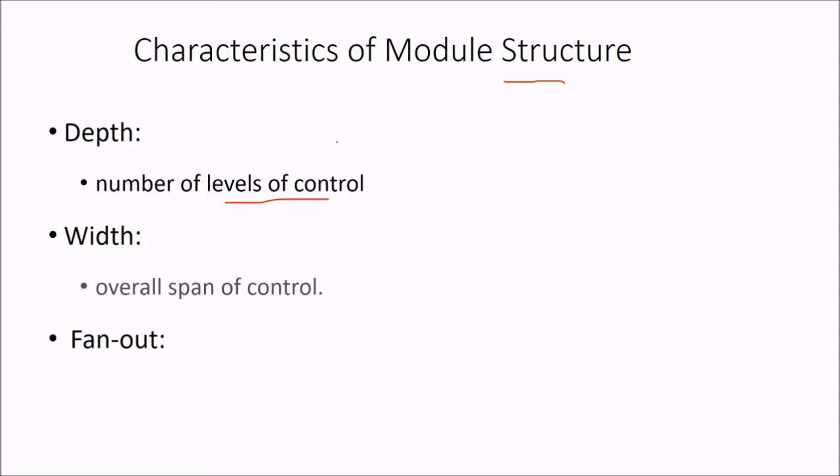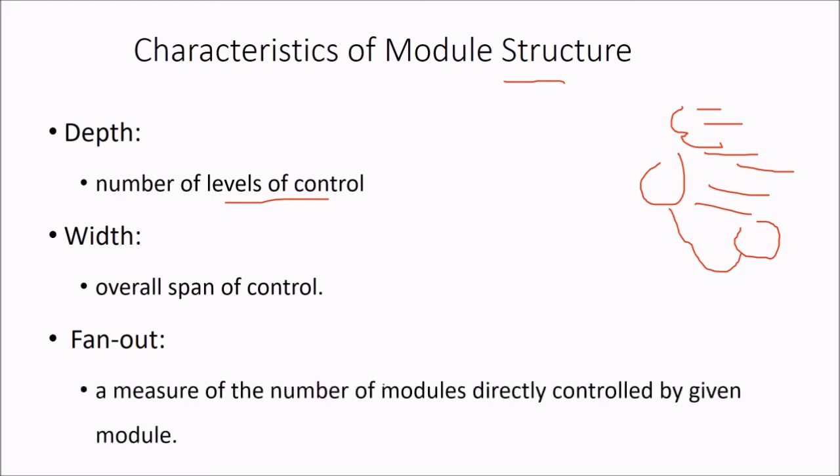So what are the characteristics of module structure? First is depth, then width, and then fan out. What is depth in module structure? The number of levels of control. In width, we have the overall span of control. These are the controls: if you have a program or modules, how the control is changing in the program. What about fan out? This is a measure of the number of modules which are directly controlled by a given module. This is one module, this is the second module, and you have 2 more modules. If this module is controlling these 3, then we say that the fan out of this module is 3.